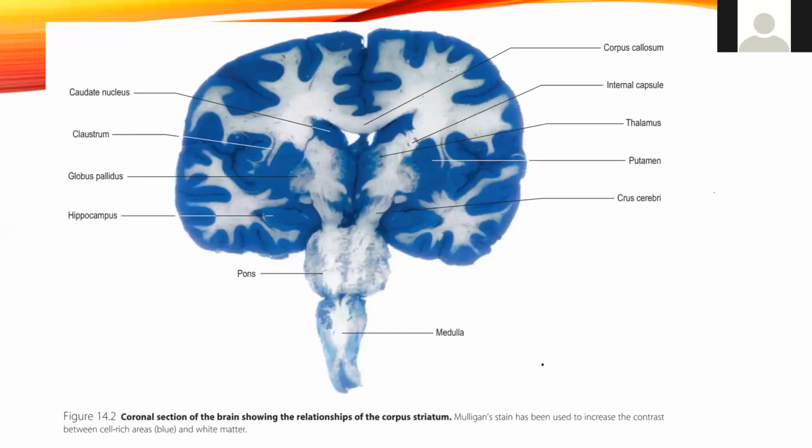This is a coronal section of the brain with a Weigert-Pal stain, which shows different parts of the basal ganglia. We have here the head of the caudate nucleus. We have the claustrum. The claustrum is just gray matter, which is found between the insula and the putamen. We have the globus pallidus, which is much more internal to the putamen. We have the thalamus.